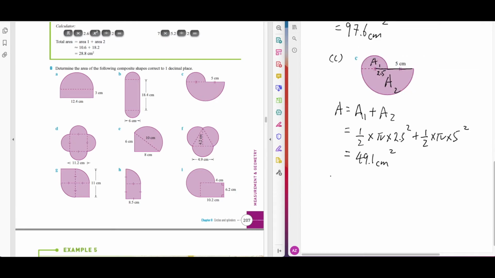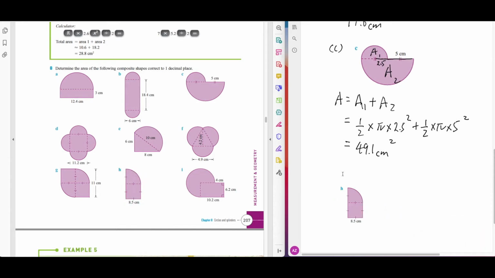So, say, we can just take a look at question H, okay? Alright, so let's take a look at question H. How do we do H? Okay, so we've got to split this up into two shapes. So I'm going to split it up into this quarter circle and this square, right? So then area is equal to A1 plus A2.